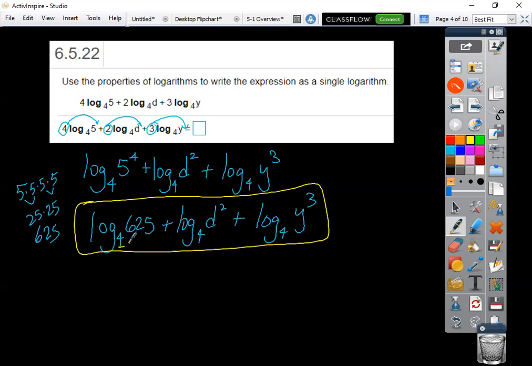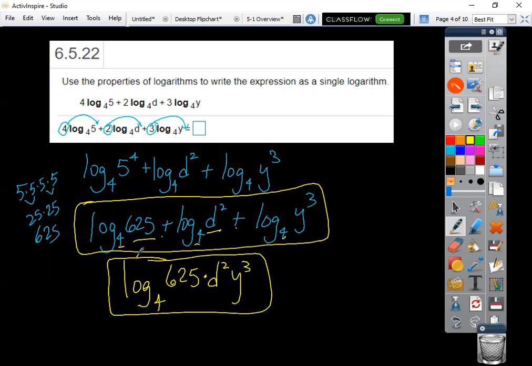But see how these are all base 4 now, separated with these pluses? So now we can put those all together as one log, still base 4, but that's a product. So the 625 times this d squared, and obviously you don't have to write that times symbol if you don't want to, multiplication, and then times the y cubed. But that whole thing right there, single logarithm, simplified.